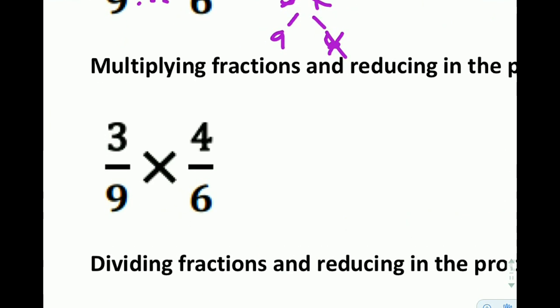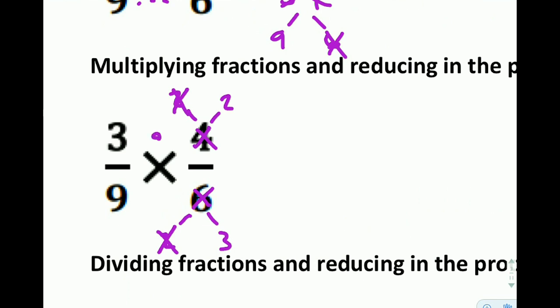Well, for one, I see that I have a 4 over a 6. And I know that 4 breaks down to 2 times 2. 6 breaks down to 2 times 3. So I factor both of those. And then I see the 2 and the 2 are going to cancel out. They're going to make 1.